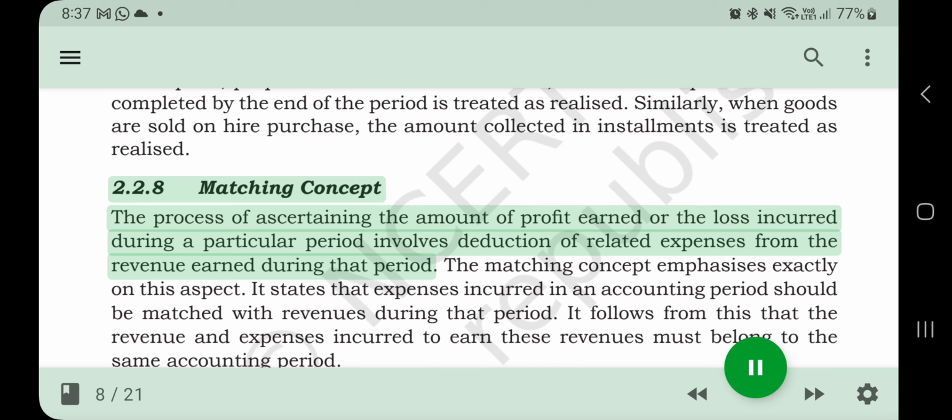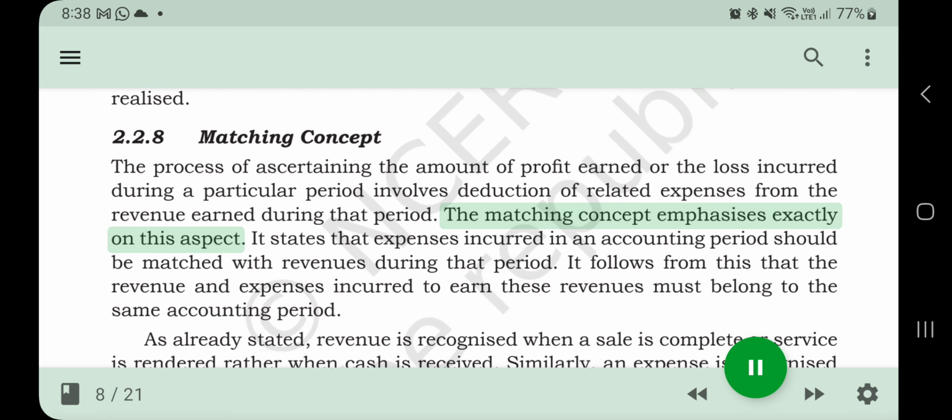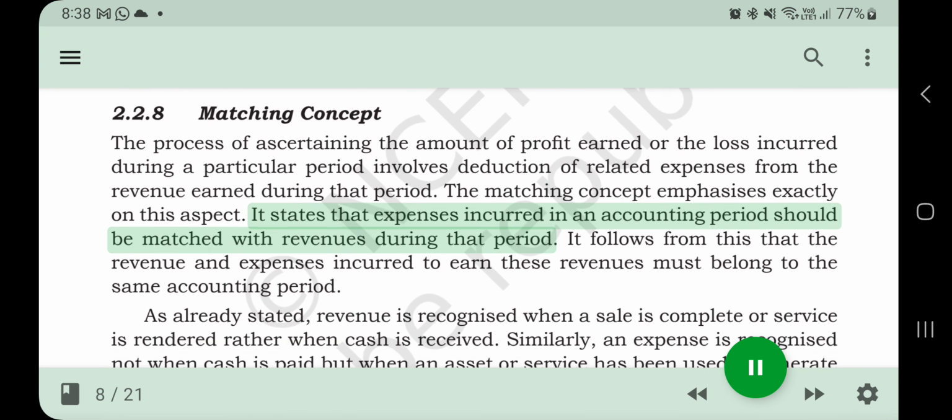2.2.8 Matching concept. The process of ascertaining the amount of profit earned or the loss incurred during a particular period involves deduction of related expenses from the revenue earned during that period. The matching concept emphasizes exactly on this aspect. It states that expenses incurred in an accounting period should be matched with revenues during that period.